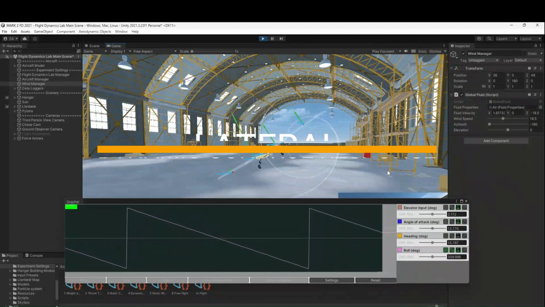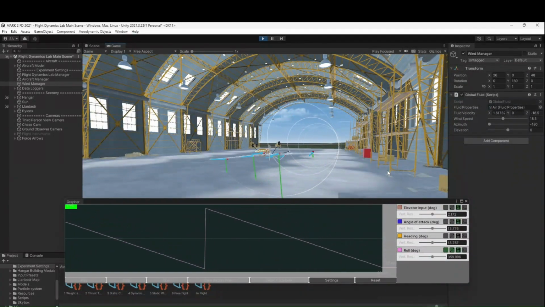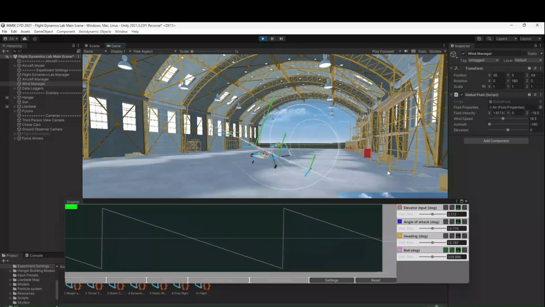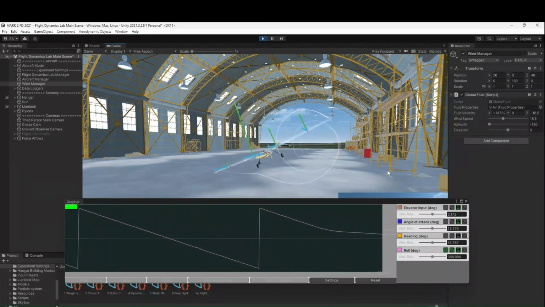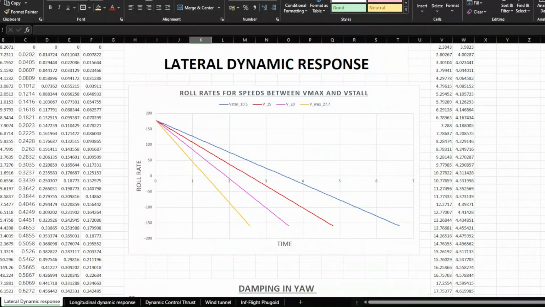For lateral dynamic response, different levels of aileron inputs can vary the roll rate. The data logger shows the difference in a faster and a slower roll rate. Once again, in Excel, we can observe how the free stream speed affects the roll rate of the Albatross due to aileron input. As expected, with a greater free stream speed, there is a quicker roll rate.